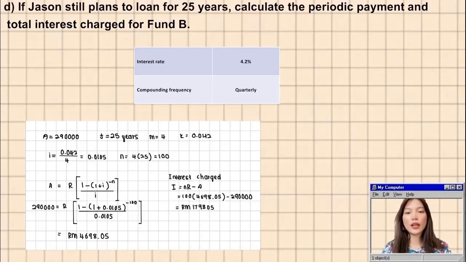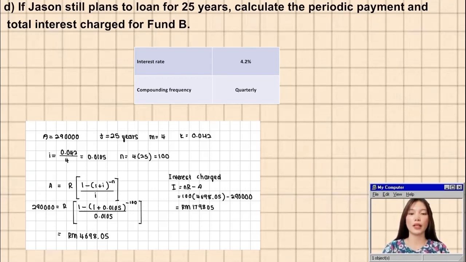Question D. If Jacyln still plans to take the loan for 25 years, calculate the periodic payment and total interest charge for Fund B. The interest rate for Fund B is 4.2%, compounding frequency quarterly. The formula to calculate periodic payment is A equals R open bracket 1 minus open bracket 1 plus i close bracket to the power of negative n over i close bracket.